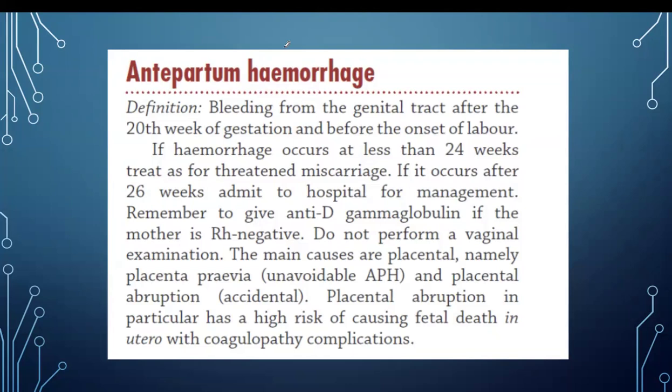So let's talk about antepartum hemorrhage. Bleeding from the genital tract after 20 weeks of pregnancy and before the onset of labor, that's antepartum hemorrhage. So after 20 weeks of pregnancy and before the onset of labor, if a pregnant patient has bleeding, that's antepartum hemorrhage. Hemorrhage that occurs before 20 weeks is usually termed a miscarriage.